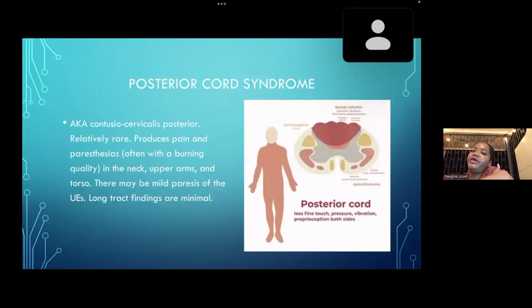The most rare of them all is the posterior cord syndrome. It's also known as contusio cervicalis posterior, pretty rare, and it usually produces pain and paresthesias, often with a burning quality in the neck, upper arms, and torso. There may be mild paresis of the upper extremities, but the long tract findings are minimal.